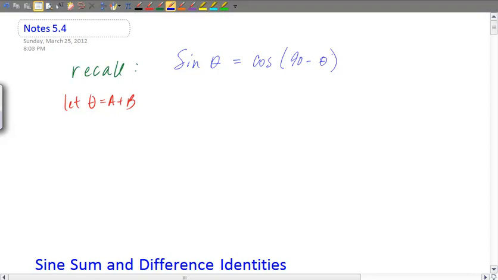Well, let's just suppose that we want to let theta be equal to a plus b, where I'm adding two angles a plus b. So I could rewrite the left-hand side here so that it looked like the sine of a plus b, because I'm substituting a plus b in for theta, and I'm going to rewrite that on the right-hand side over here, the cosine of 90 minus a plus b.